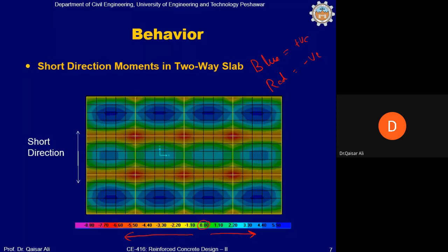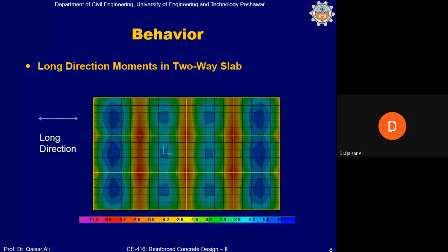So you can see here that the positive moment at the exterior panels is greater than the positive moment in the interior panel. Similarly, the negative moment at the exterior support is very small as compared to the negative moment at the interior supports. Similarly, if you analyze the same slab system along the longer direction, again you can see that the positive moment at the exterior panel is greater than the positive moment at the interior panel, and negative moment at exterior support is less than the negative moment at interior supports.